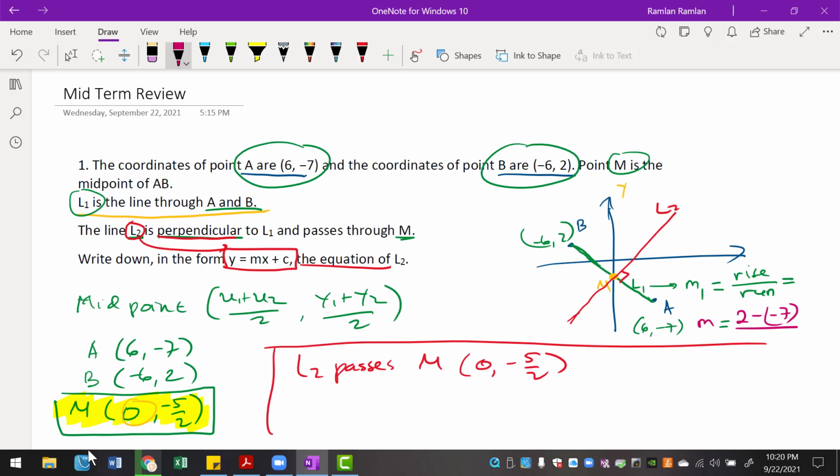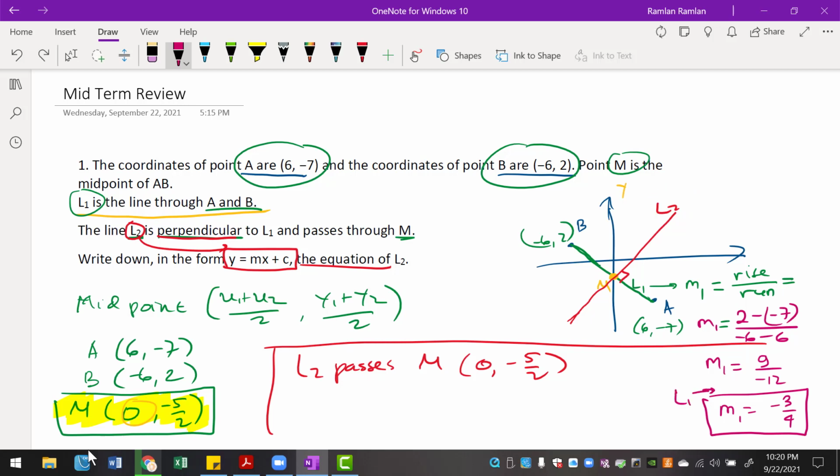That's M1, and then the run is going to be the x, right? So this one subtracted by this one. That's going to be minus 6 minus 6. So M1 is going to be 2 minus 7, which is 9, over minus 6 minus 6, which is minus 12. We can simplify that as minus 3 over 4. Okay, so we get the gradient of L1. Now let's go back to L2.